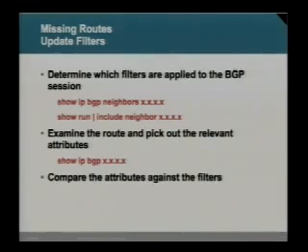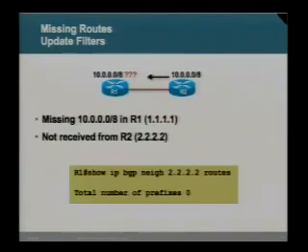Well, you can determine which filters are being applied to a BGP session. You can do show IP BGP neighbors. You can do a show run, have a look at what the neighbor configuration is about. Have a look at the prefix that's giving you problems. Pick out particular attributes about it. Just doing show IP BGP will give you that. Compare the attributes against the filters to try and work out what issues might be.